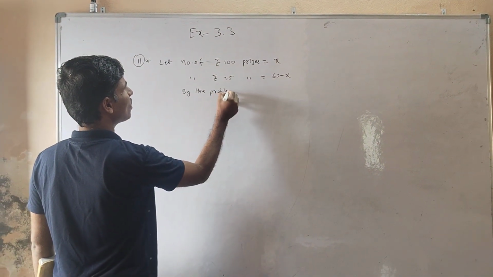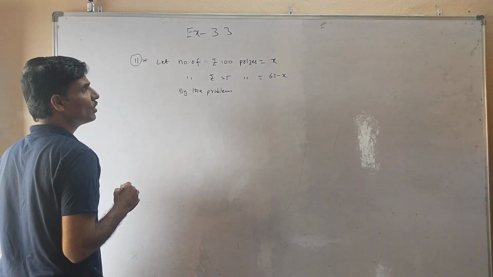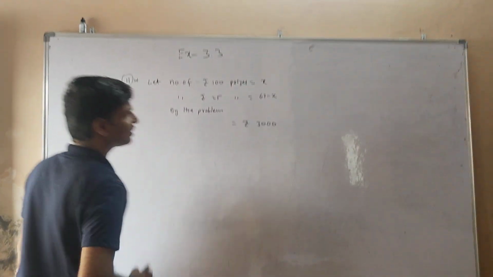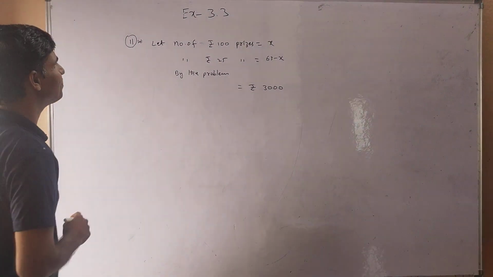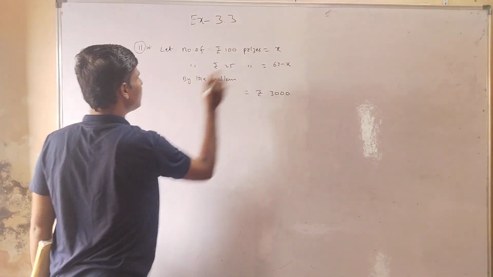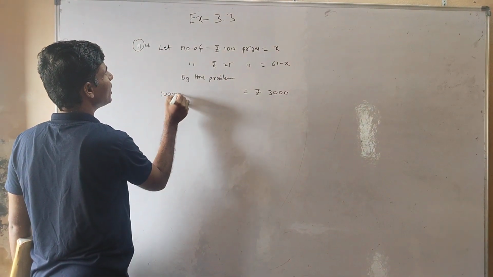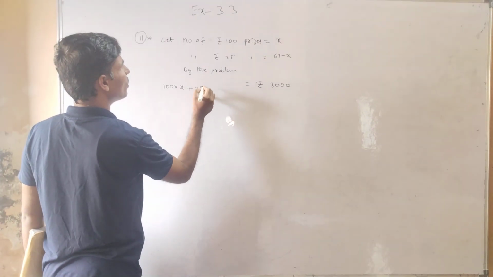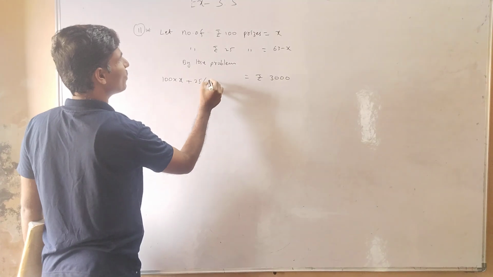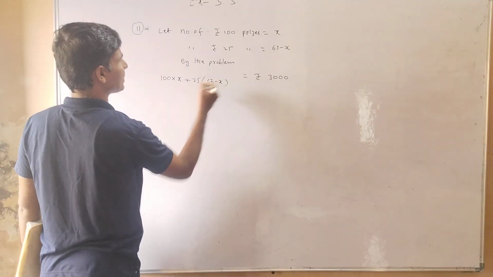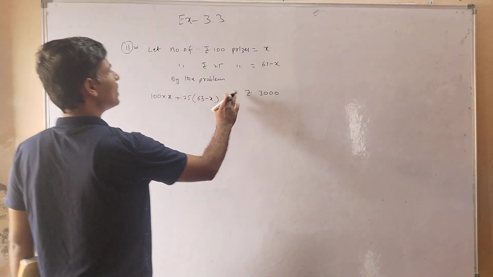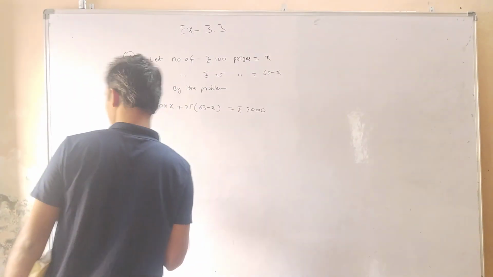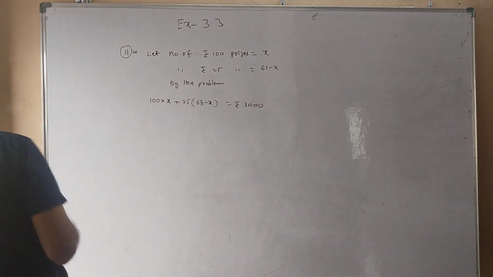So by the problem, total value, how much is given here? Rupees 3000 given. So 100 into x plus 25 into (63 minus x). Total value equals how much is given here? Rupees 3000 given. Now we have to find x separately.